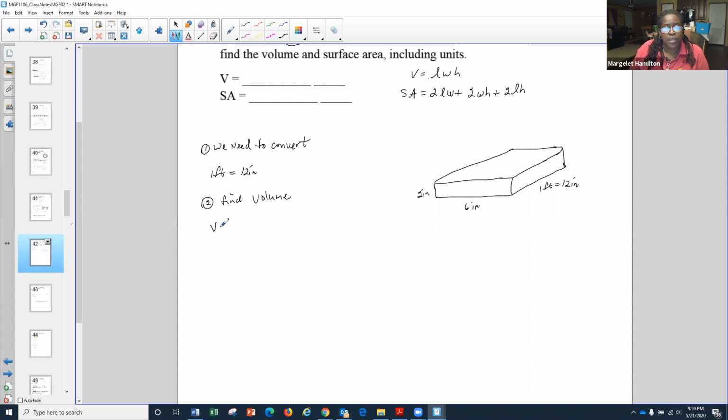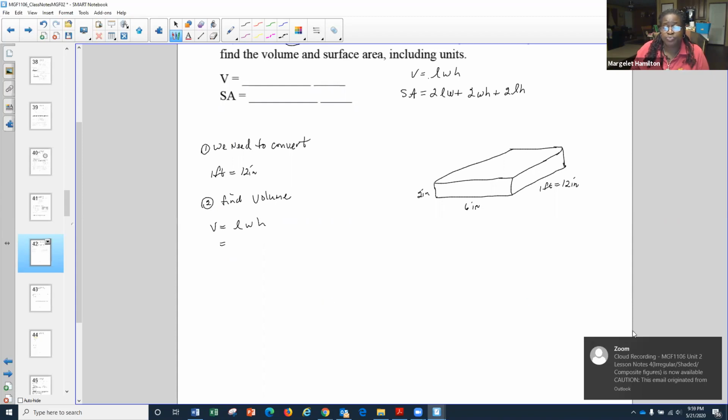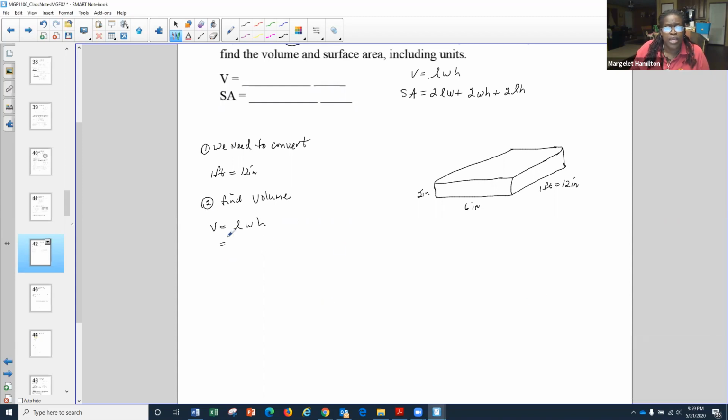So volume equals length times width times height. So we're going to go ahead and multiply those things together. So our length is 12 times 6 times 2. All right, 12 times 6 times 2 is the same as 12 times 12, so that should give us 144. 144 inches.